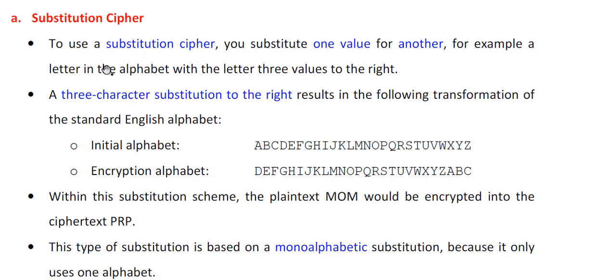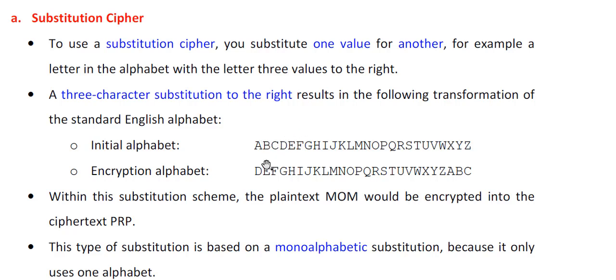Now let's see some obsolete techniques, the very old techniques. The first one is called the substitution cipher. From its name, we can understand that we will substitute one value for another, one value from the plain text into one value from the ciphertext, in order to get the ciphertext. For example, a letter in the alphabet with another letter from the alphabet, or with the third value to the right. So here is an example of a 3-character substitution to the right, which means that we're going to substitute A with the third letter on the right, which means with D.